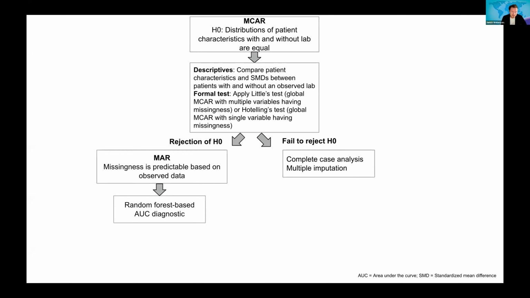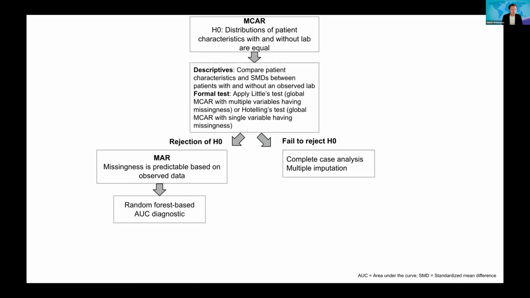In terms of rejection of this null hypothesis, one could do a subsequent step, which would be to investigate the potential missingness being at random. And we know that with missingness at random, the missingness is a function of the observed values that we have in our database. And this means that the missingness should also be predictable based on the observed data.